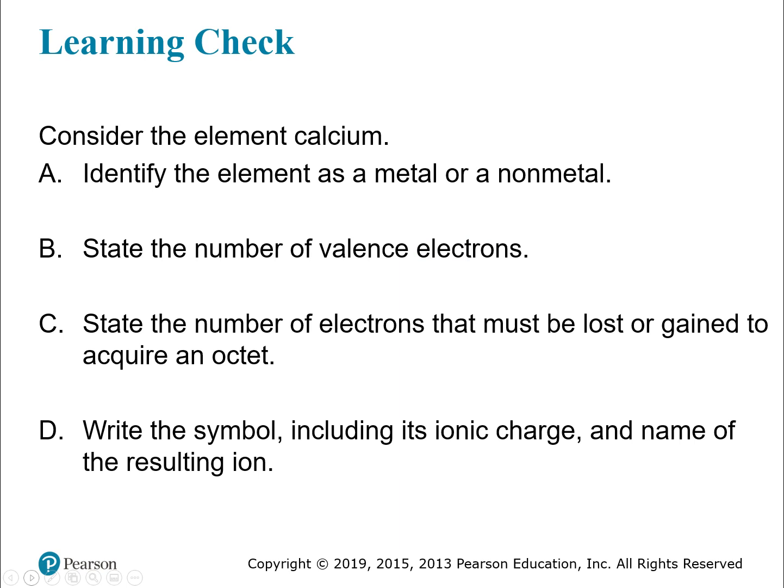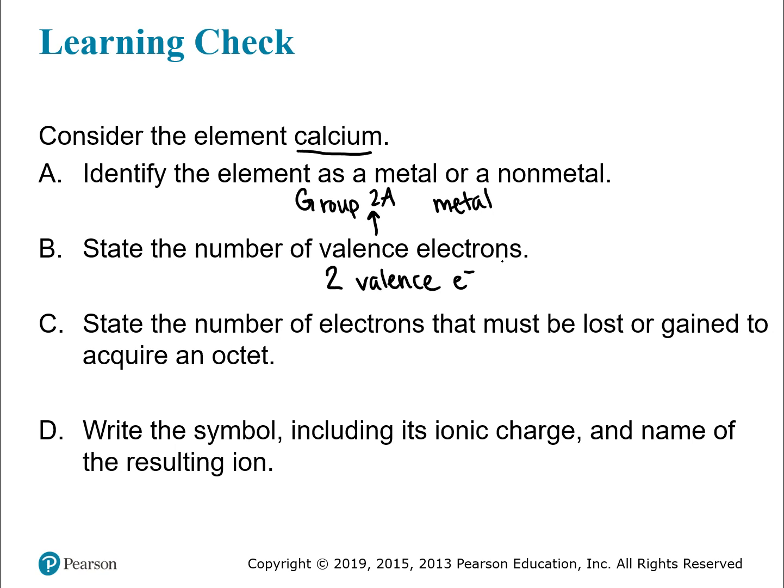Here's another learning check that we're going to walk through. And we're going to do a similar one in class. Let's talk about calcium. Identify the element as a metal or a nonmetal. Well, calcium is in group 2A. So it is an alkaline earth metal, which means it's a metal. The number of valence electrons, we look at the group number. There are 2.